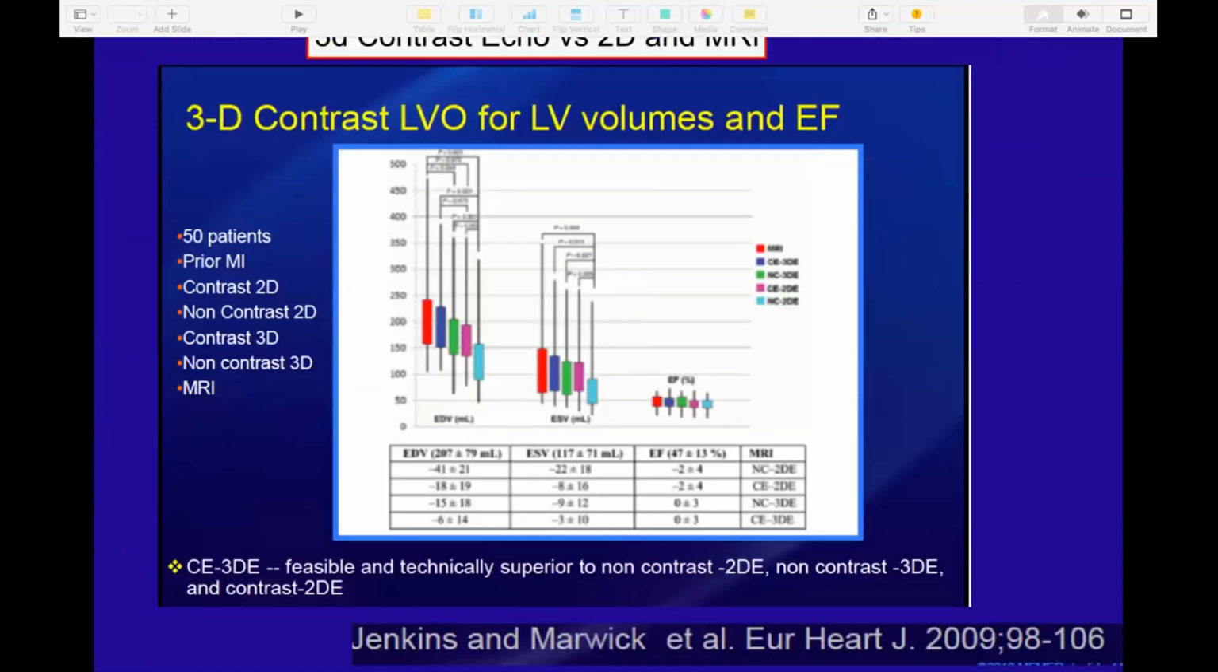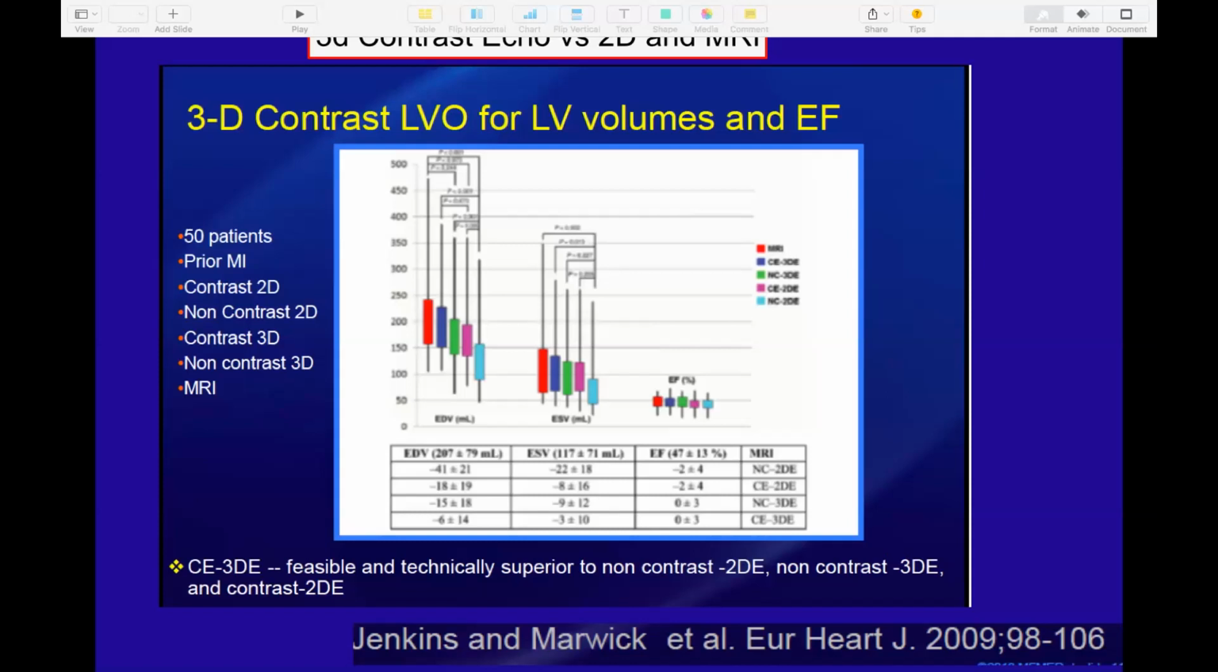Now, taking that one more step, what about three-dimensional echo with contrast? In this very nice study, we're comparing to gold standard MRI in 50 patients with prior MI, where you use normal 2D, contrast 2D, contrast 3D, and non-contrast 3D. And if you focus on the bars, with red being MRI, you can see that contrast 3D echo comes closest with regards to estimation of end diastolic and end systolic volumes and EF.